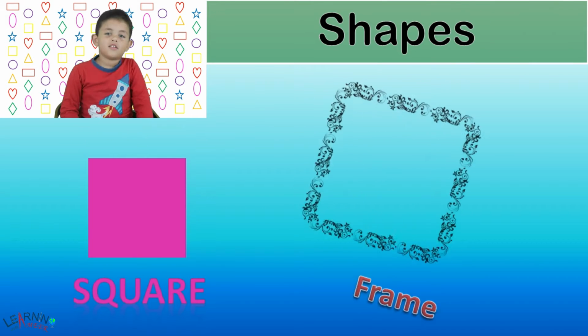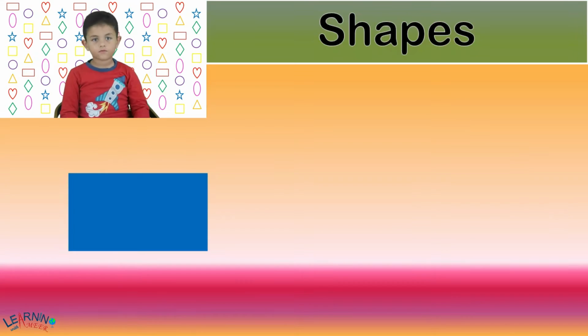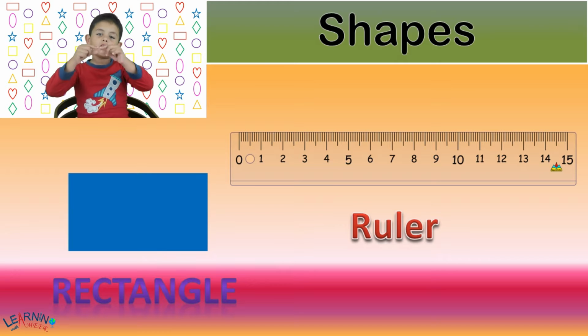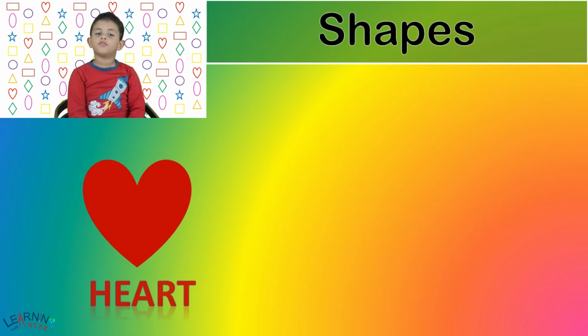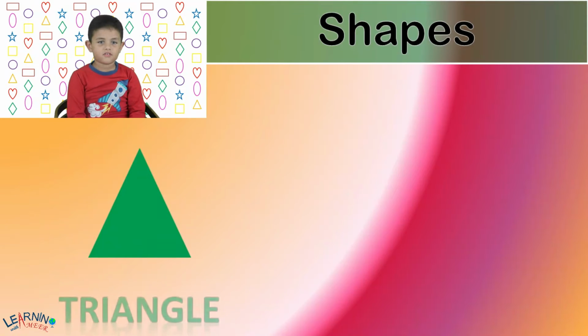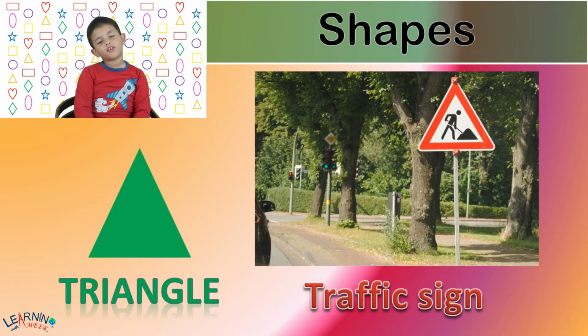Square. This frame is in the shape of a square. Rectangle. This ruler is in the shape of a rectangle. Heart. The human heart is in the shape of the heart. Triangle. Traffic sign is in the shape of the triangle.